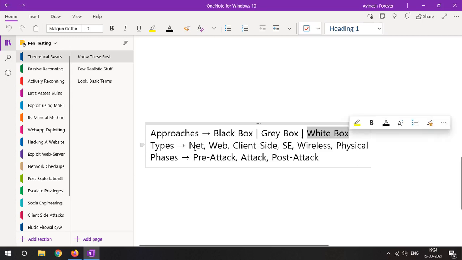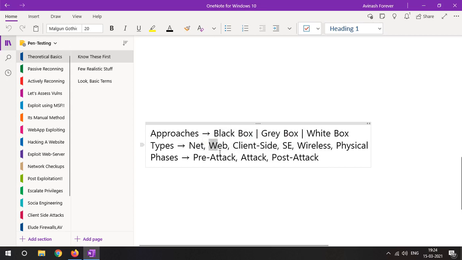Okay. Then you have types. Now, types of penetration testing can be many. Here are some of the major ones. It's not that only these types of penetration testing are there. There can be more, but again, these are the major ones which you need to know. First of all, there is network penetration testing. Network penetration testing will include the testing of network, systems, hosts, and devices such as routers and switches.